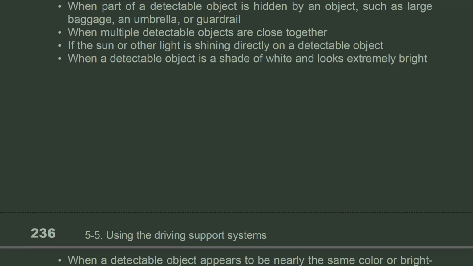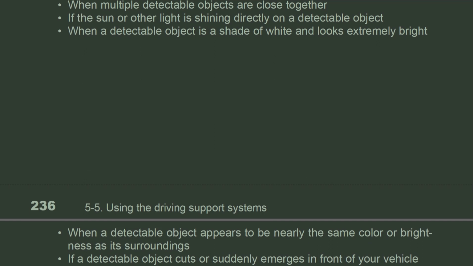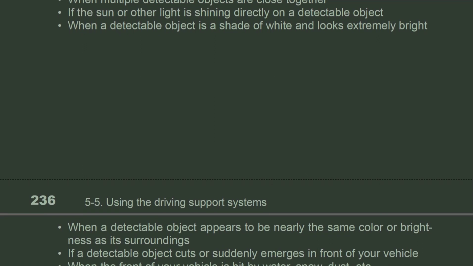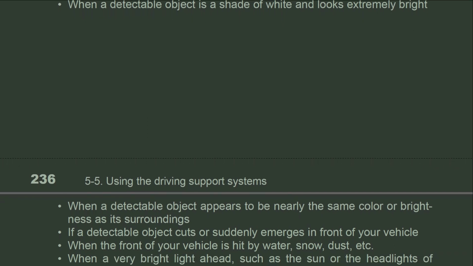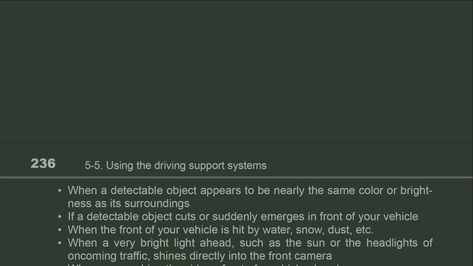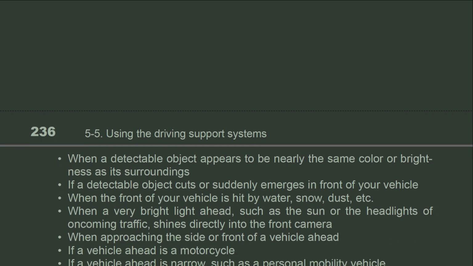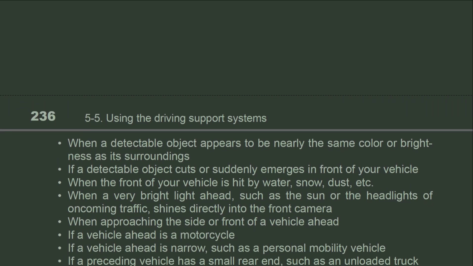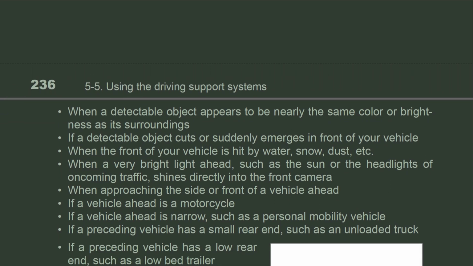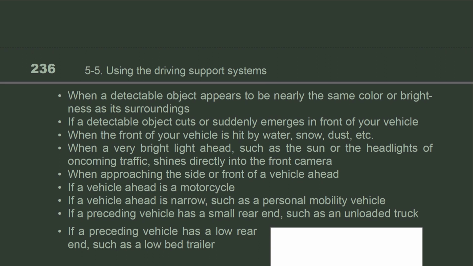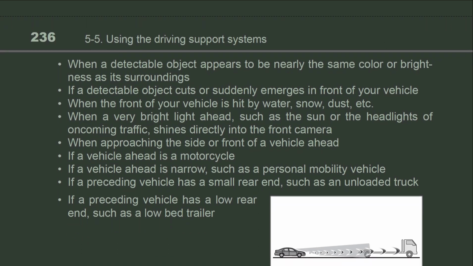If the sun or other light is shining directly on a detectable object. When a detectable object is a shade of white and looks extremely bright. 236, 5-5. Using the driving support systems. When a detectable object appears to be nearly the same color or brightness as its surroundings. If a detectable object cuts or suddenly emerges in front of your vehicle. When the front of your vehicle is hit by water, snow, dust, etc.